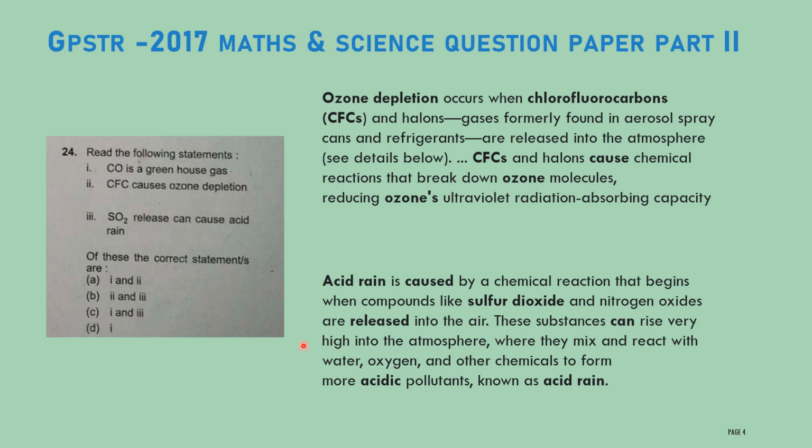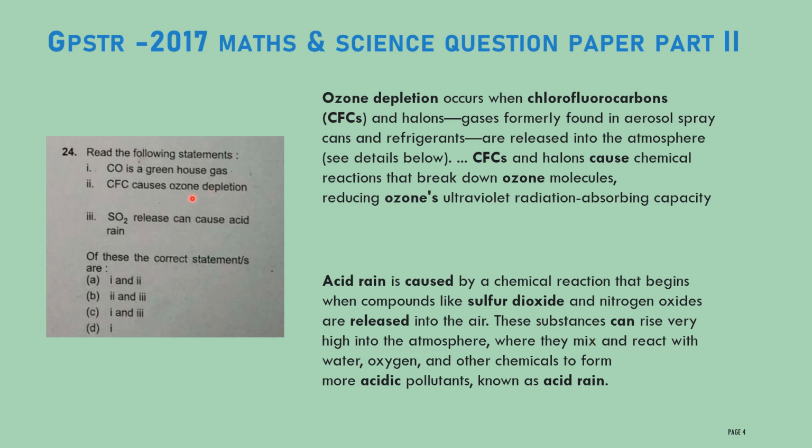These substances can rise high into the atmosphere. These two gases will rise up into the atmosphere, where we have water, oxygen and other chemicals. Then they will react with each other and form an acid, causing acid pollutants known as acid rain. When all these chemicals mix with each other, they will condense and mix with water, then rain, and it will cause acid rain.